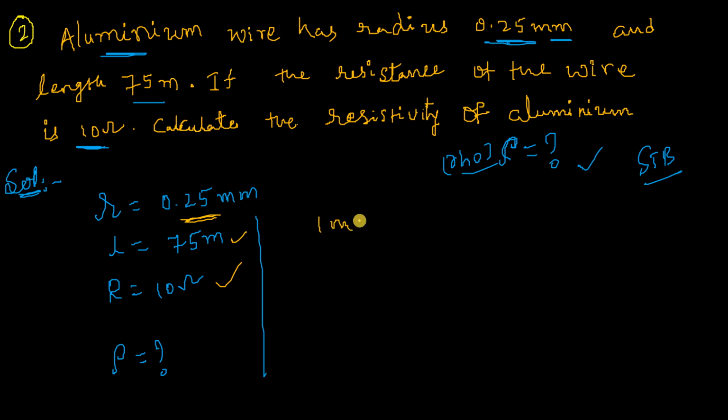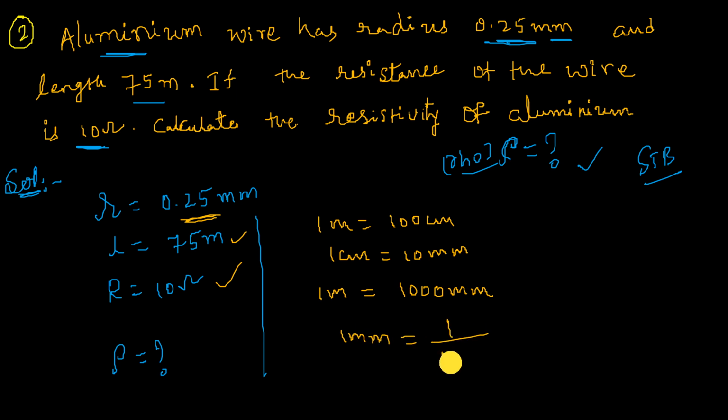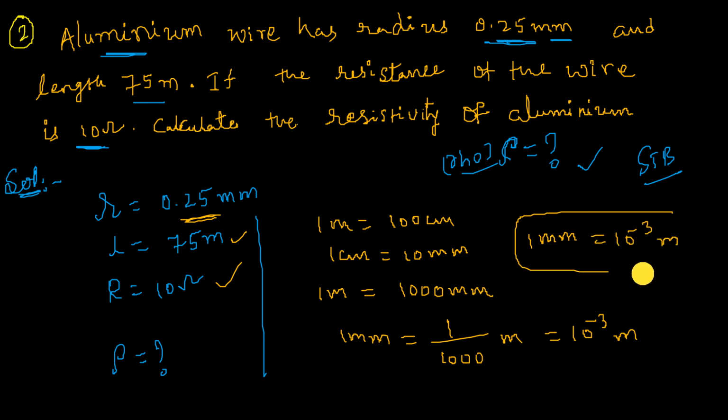We know 1 meter equal to 100 centimeter and 1 centimeter equal to 10 mm. So finally, 1 meter is equal to 1000 mm. Now 1 mm is 1 by 1000 meter, that is nothing but 10 power minus 3 meters. So finally we can write 1 mm equal to 10 power minus 3 meter.